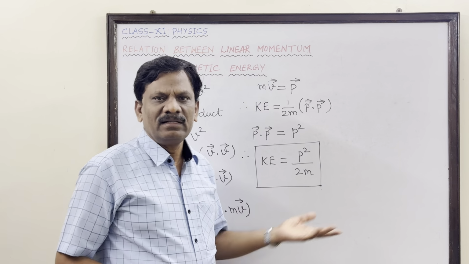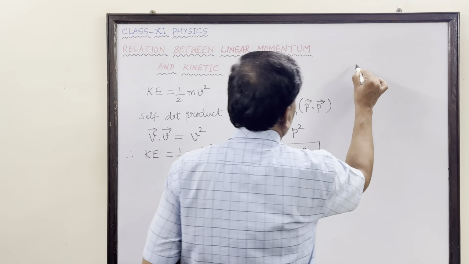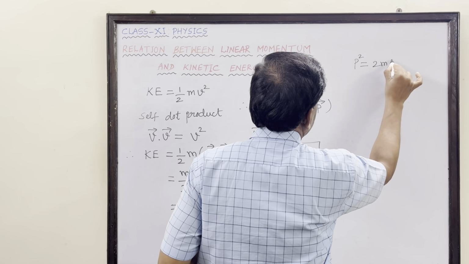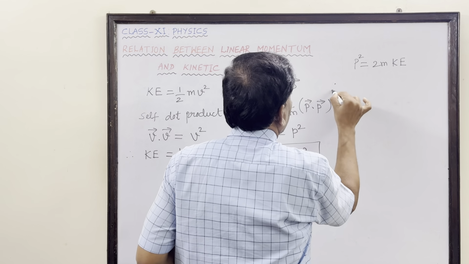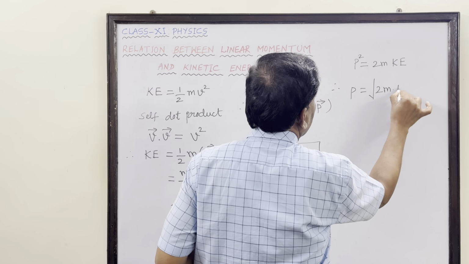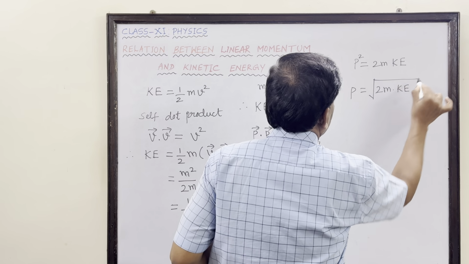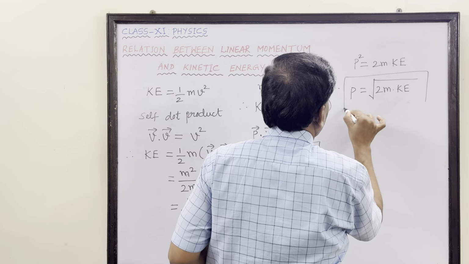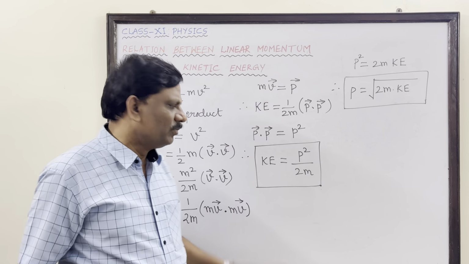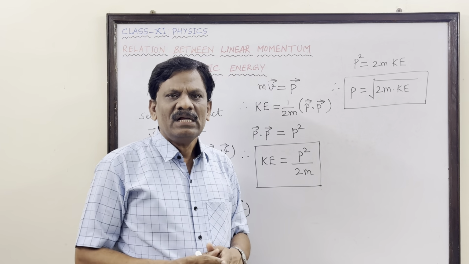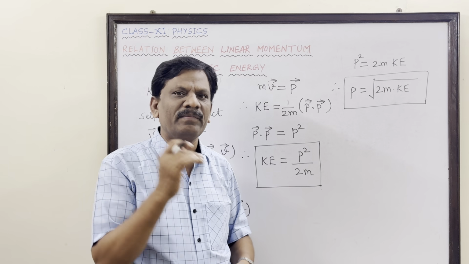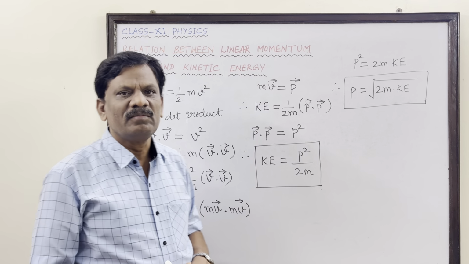Now I will write the reverse of this equation here. So p square is equal to 2m times kinetic energy. Therefore, linear momentum is equal to the square root of 2m into kinetic energy. So this is another form of the relationship between the linear momentum and the kinetic energy. Both these equations are one and the same, only the representations are different. So either of these two equations you have to remember for solving numerical problems in any examination.